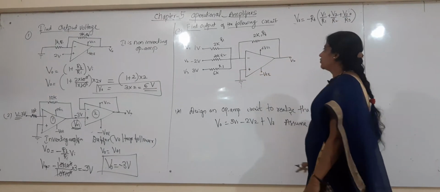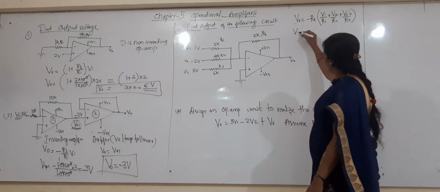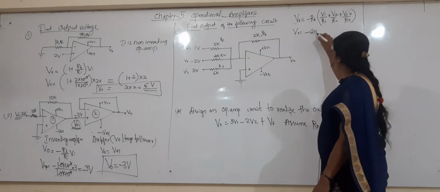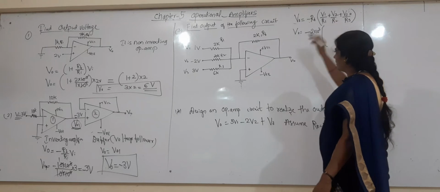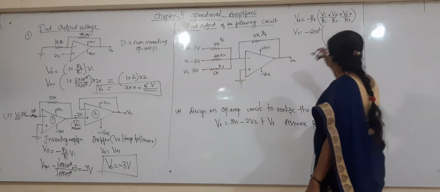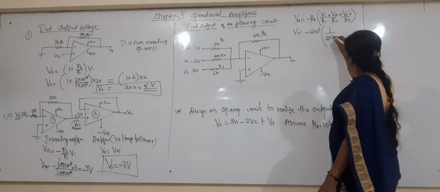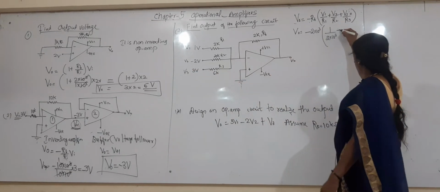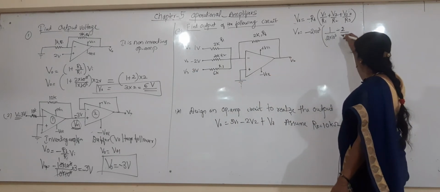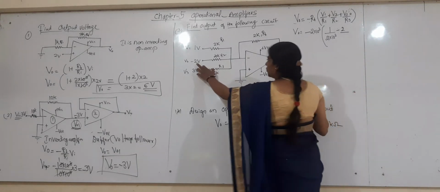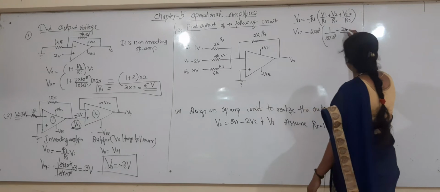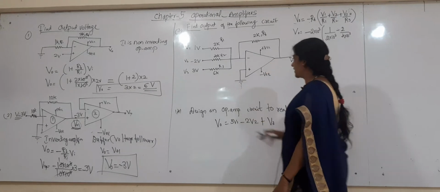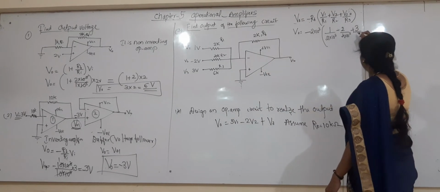Now substituting the values of the resistors and input supply voltages. The value of RF is 2 kilo ohm, so write this as 2 kilo ohm. V1 divided by R1: V1 is 1, so 1 divided by 2 kilo, plus, but here the supply voltage is minus, so it is minus of 2 volt divided by 4 kilo, and the next one is 3 volt divided by 6K. So that is plus 3 divided by 6 kilo.